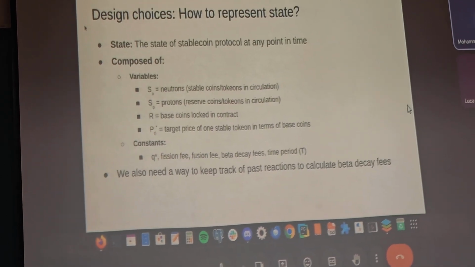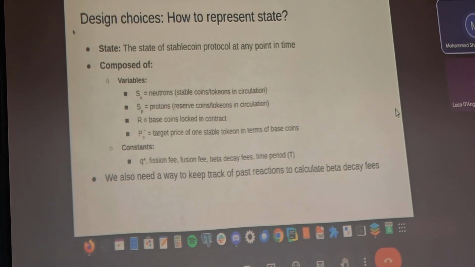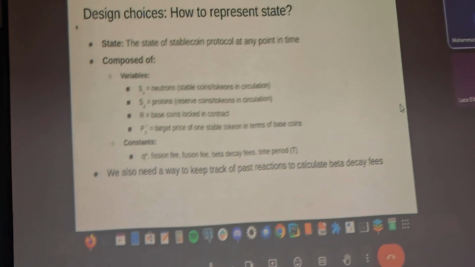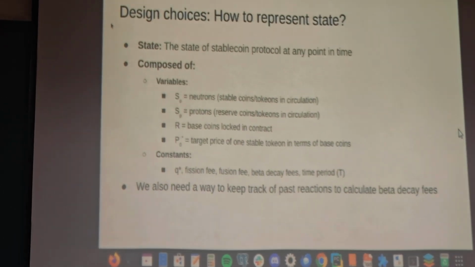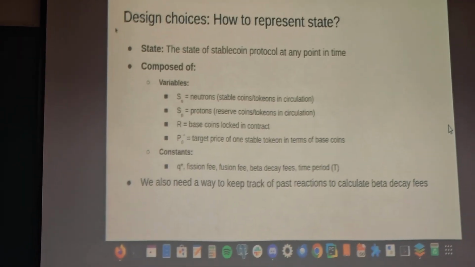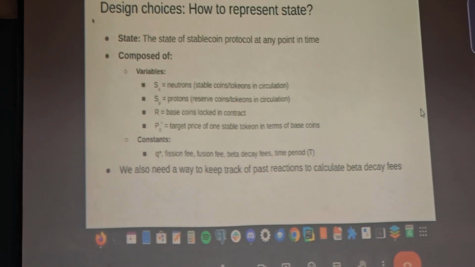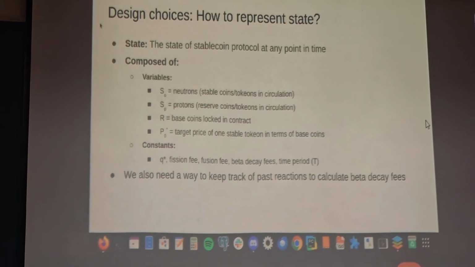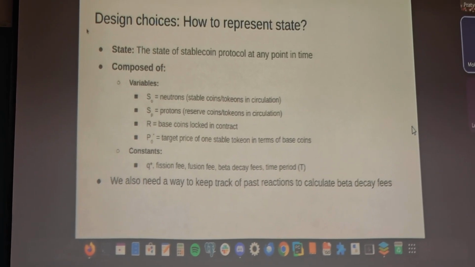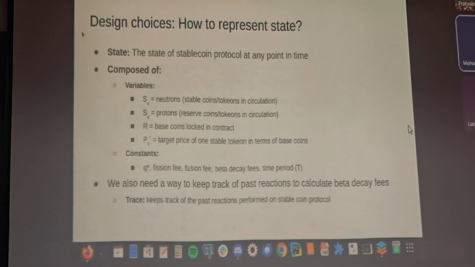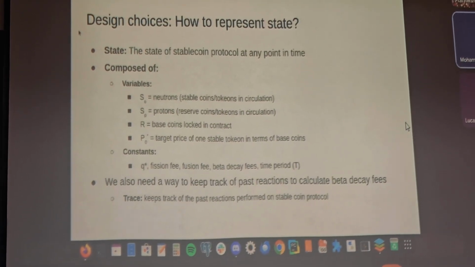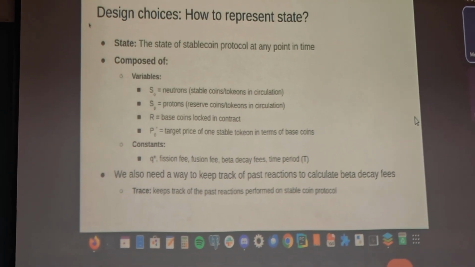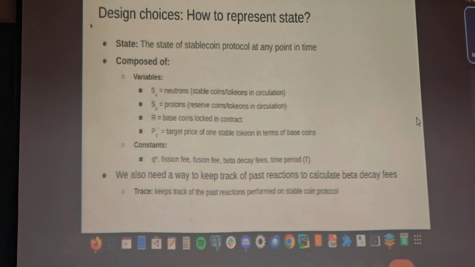So when we're proving theorems, we also need a way to keep track of past reactions to calculate the beta decay fees. So one of the functions for this protocol is beta decay, and to calculate the beta decay fees, you need to keep track of the reactions that happened in the past. So we need some sort of notion of history, and how we do that is by using something called a trace, which is just basically a list which keeps track of the reactions that happen on the stablecoin protocol.